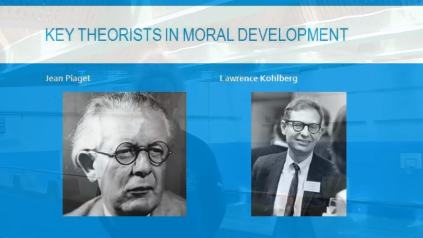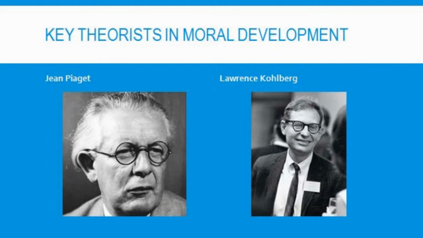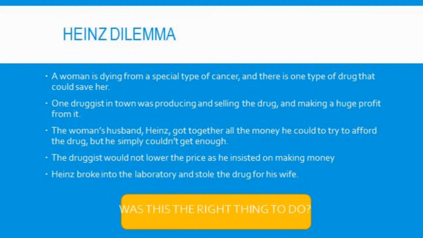Moral development is the process through which children develop proper attitudes and behaviours towards other people in society based on social and cultural norms, rules and laws. The key theorists in moral development are Jean Piaget and Lawrence Kohlberg. A key concept in the field of moral development is the Heinz dilemma.